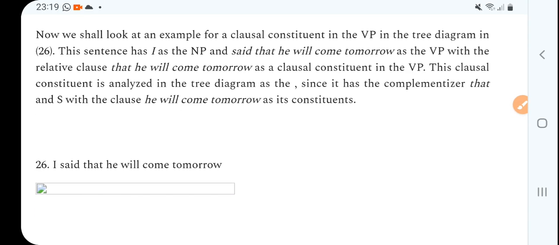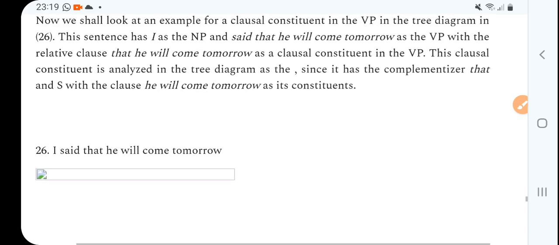Now we shall look at an example for clausal constituents in VP in the tree diagram. Sorry, and then I, NP, and said that he will come tomorrow.